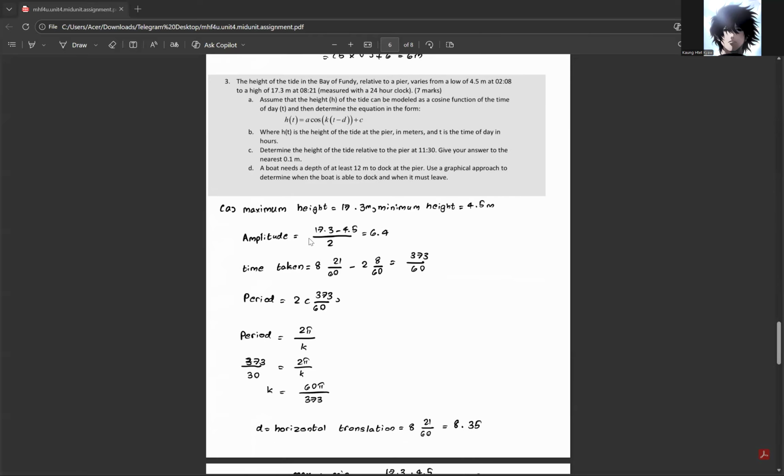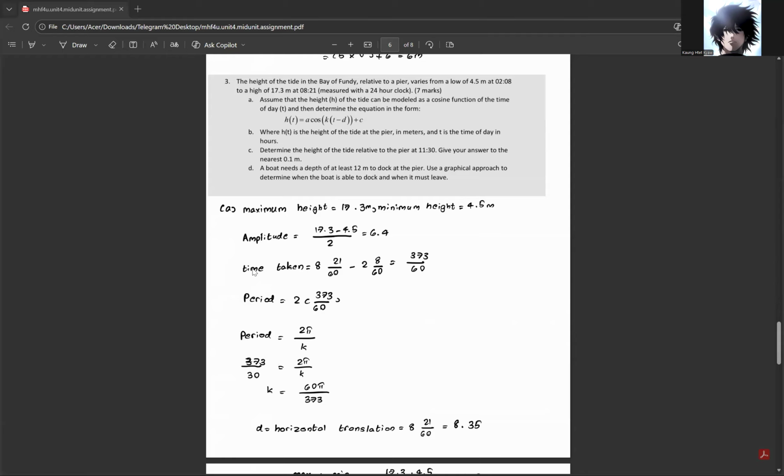First, we'll find the amplitude. As usual, I subtract the low from the high. 17.3 minus 4.5 equals 12.8. Divided by 2, we get 6.4. So the amplitude is 6.4 meters. Next, we'll find the average. 17.3 plus 4.5 equals 21.8, and divided by 2, I get 10.9. So the midline is 10.9.